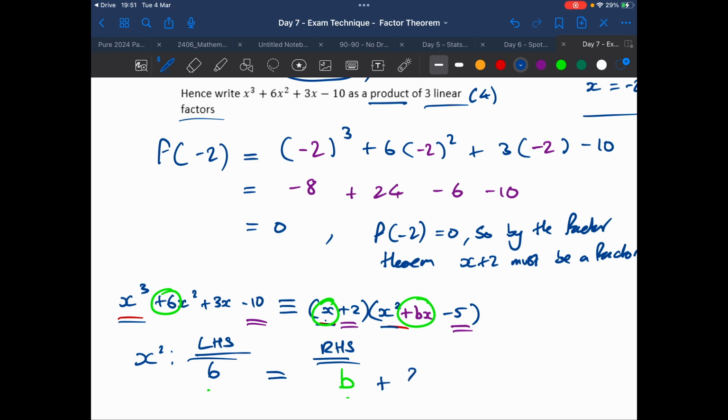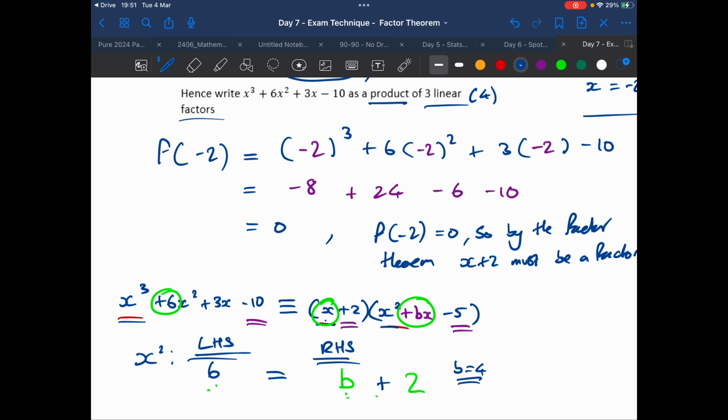Anything else? Will they come from anywhere else? Yep, they will come from one more place. A number times an x squared, 2x squared, will give you a 2 there. So 6 is equal to b plus 2. In other words, b must be 4.